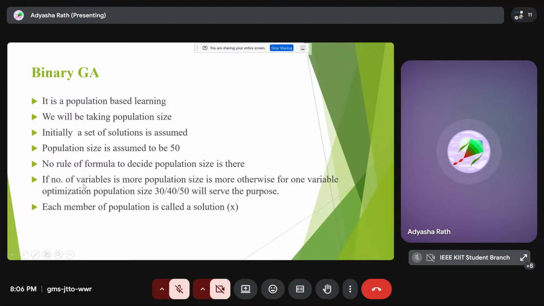What is the meaning of variable? If y equals sin x, here there is one variable, and you can take either 30, 40, or 50. If you have more variables, like sin x1 plus cos x2 plus tan x1 x3, then you will take a larger population size. Each member of the population is called a solution X.